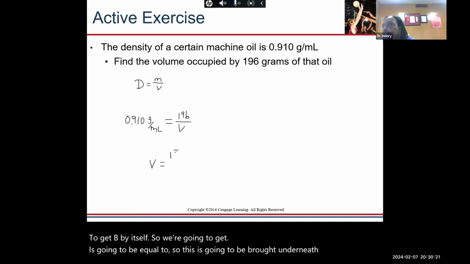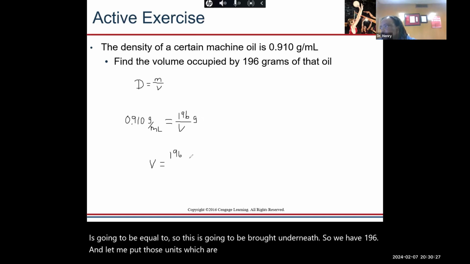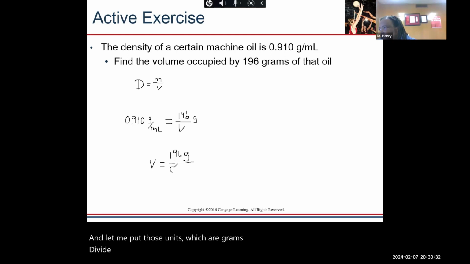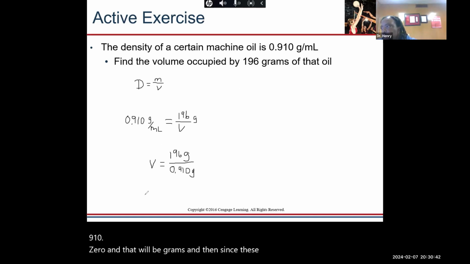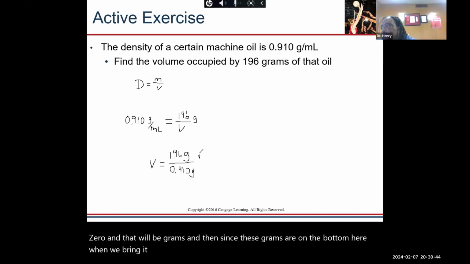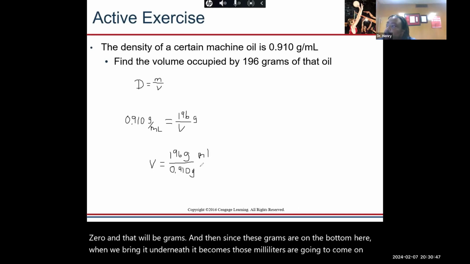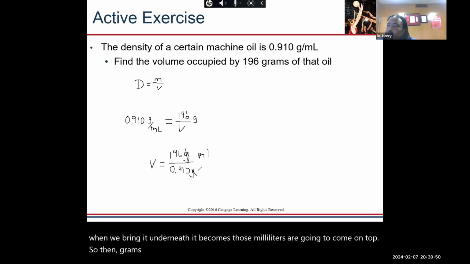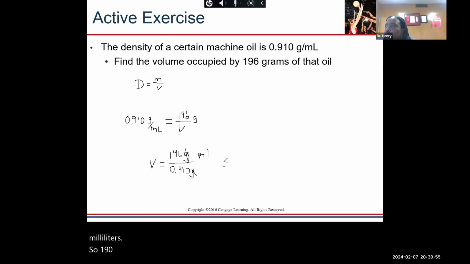So we have 196, and let me put those units, which are grams, divided by 0.910. That would be grams. And then since these grams are on the bottom here, when we bring it underneath, those milliliters are going to come on top. So then grams are going to cancel out, and we're going to be left with just milliliters. So 196 divided by 0.910.